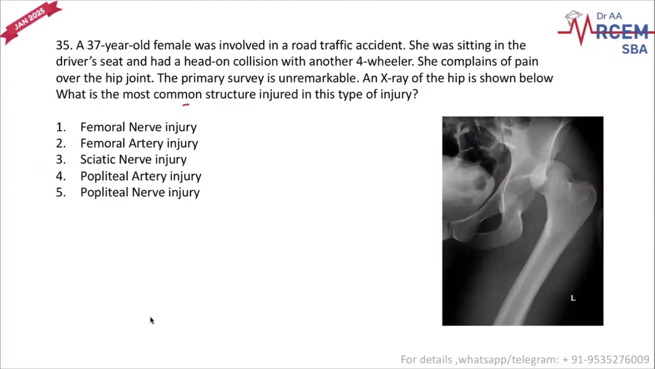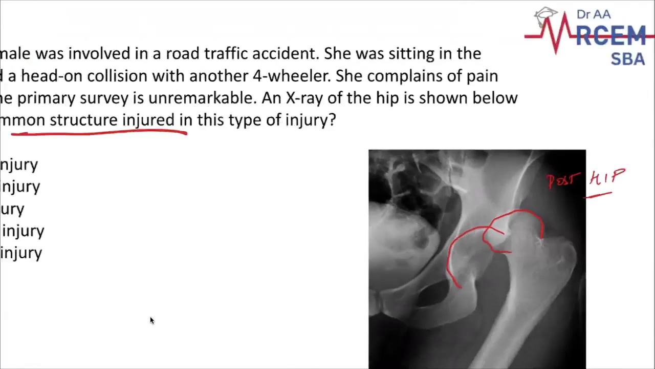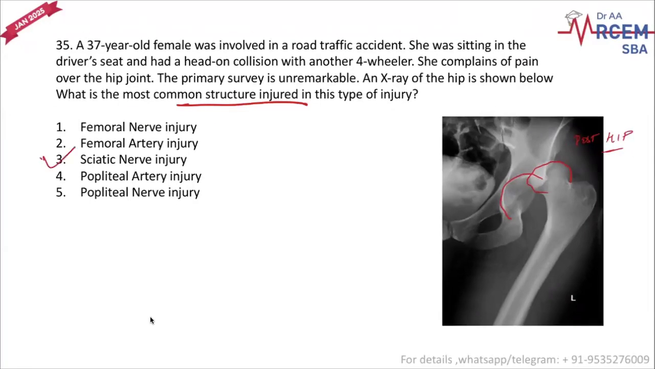Again, what is the most common associated injury they are asking? Let us have a look at the X-ray here first. In the X-ray, this is the acetabulum. The head is posterior to it. This is a posterior dislocation of the hip. In posterior dislocation of the hip, the most common neurovascular injury is to the sciatic nerve.